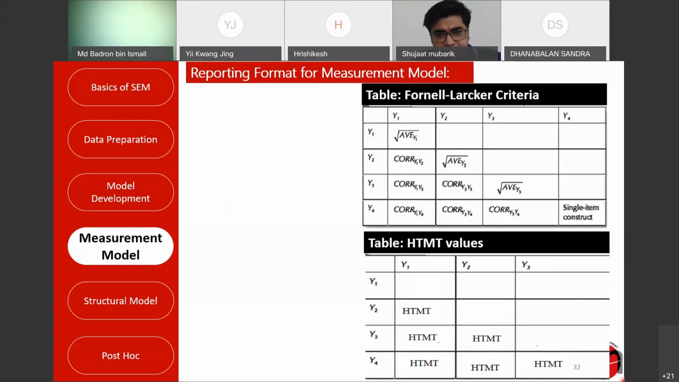Is this CTA test applicable for a second order construct, a formative second order construct? CTA is applicable for any, obviously it is applicable, you can do it. Okay, thank you.